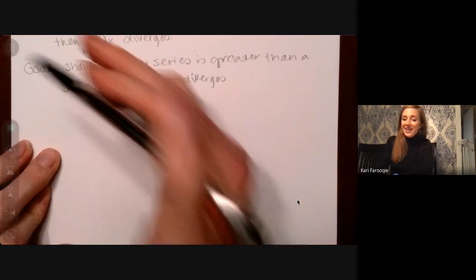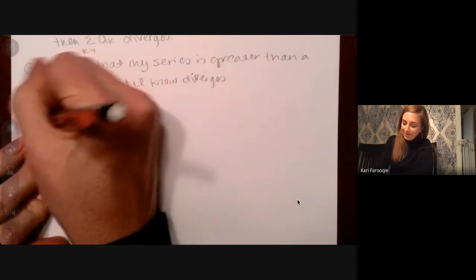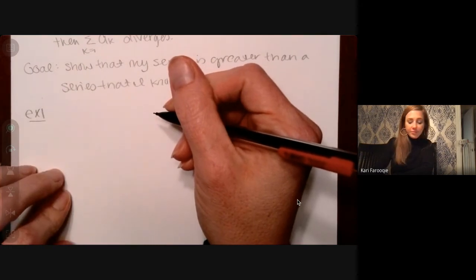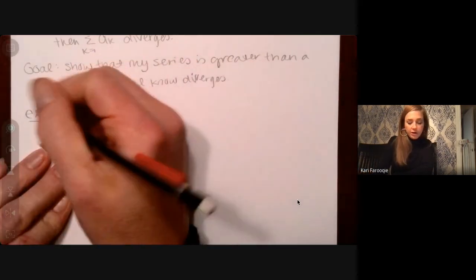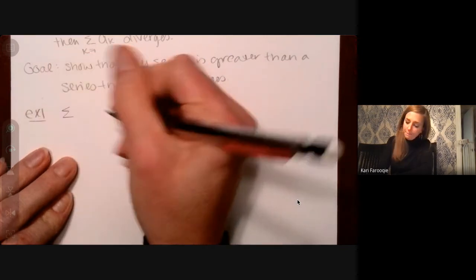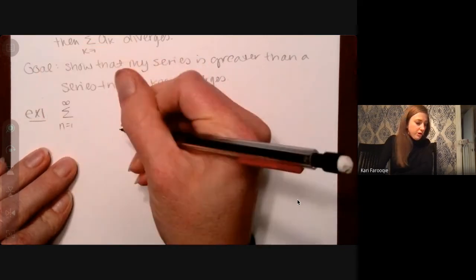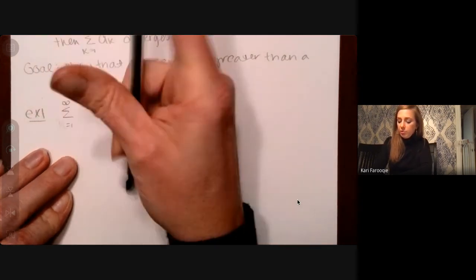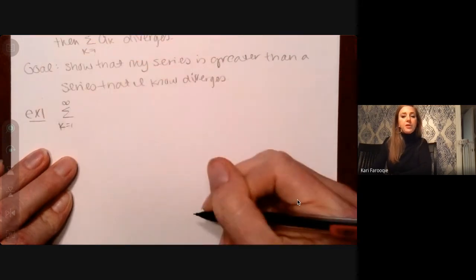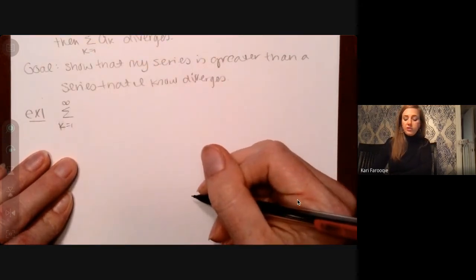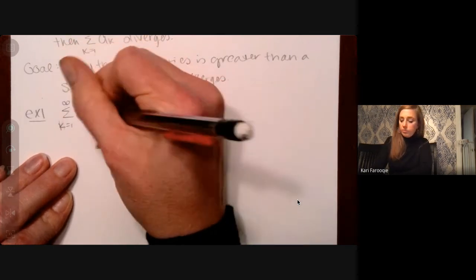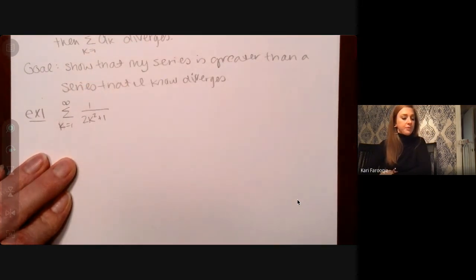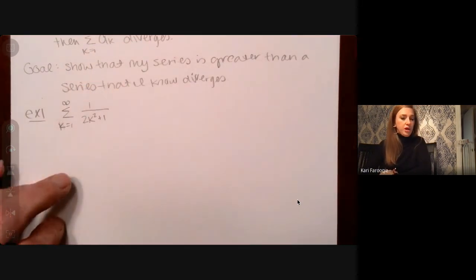Example 1. We're ready to apply the theorems we have. Okay, we're going to go from 1 to infinity. I'm going to let this be k because I want to be consistent. Okay. K equals 1 to infinity. My series that I'm trying to figure something out about is this one: 1 over 2k squared plus 1.